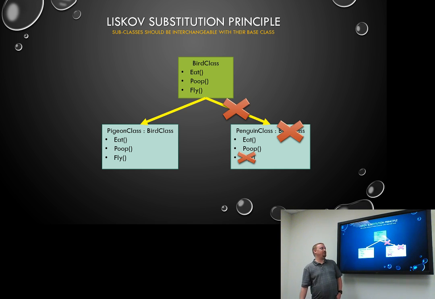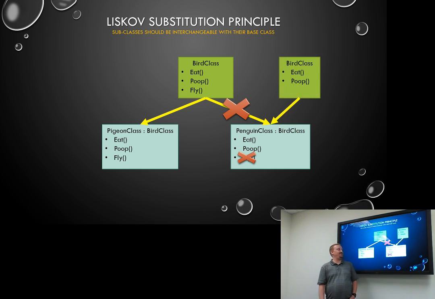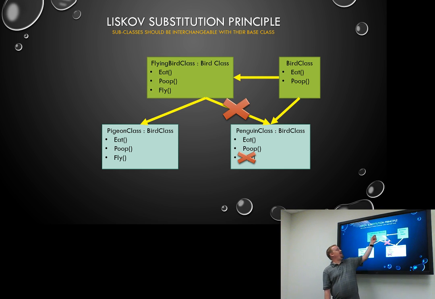What we should have done was made the Bird class just eat and poop. Now the Penguin class can actually inherit from Bird class, and that works perfectly fine. And now we change the original Bird class to FlyingBird class, and we add the fly method to it. So now the FlyingBird class can inherit from Bird class. That works fine, right? Because FlyingBird class can be replaced wherever we have Bird class. This is fine. We can put a FlyingBird class in anywhere that there is Bird class, right?